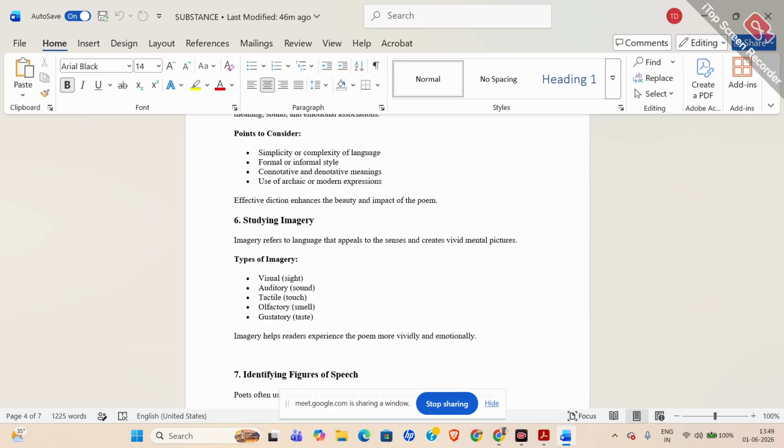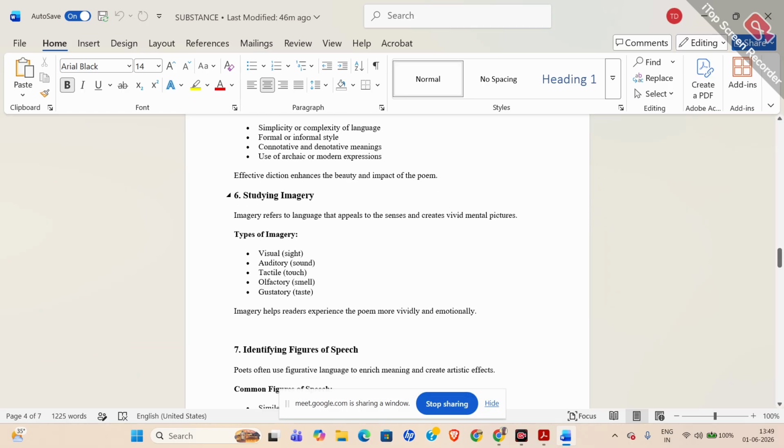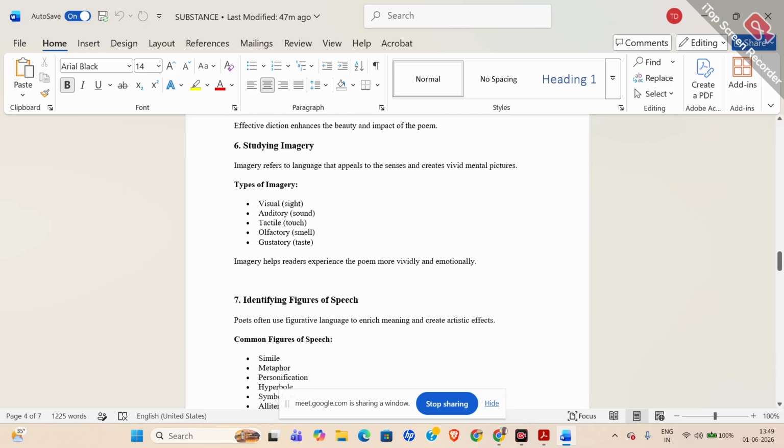Archaic means those of earlier times, expressions that are not used now, they have become obsolete. Or some modern poems might have modern expressions. When you read a poem, you will be able to place it in the particular age to which it belongs. So effective diction enhances the beauty and impact of the poem. Obviously, it increases its beauty.